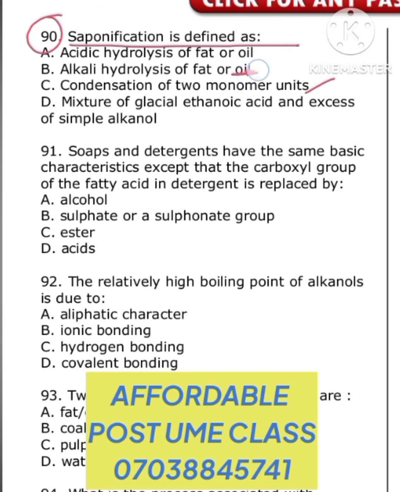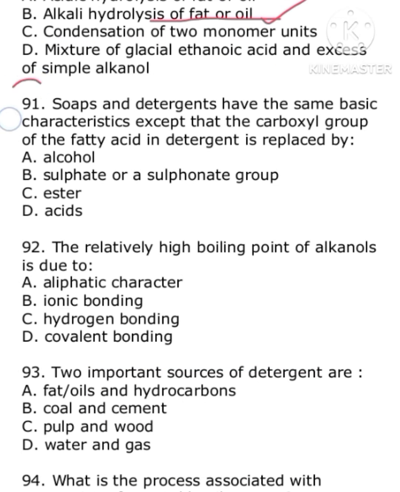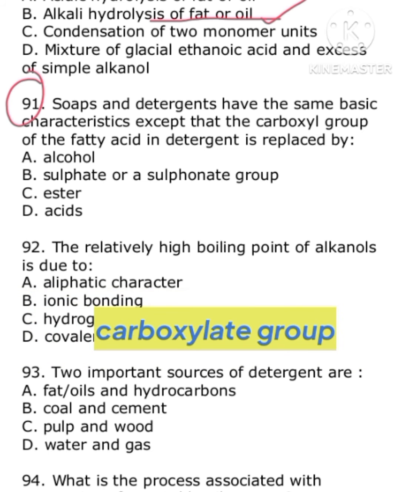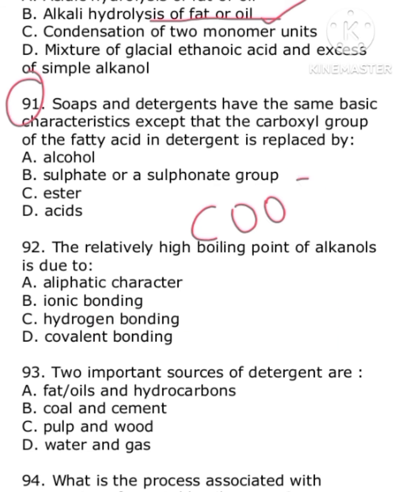The next one, 91. Soaps and detergents have the same basic characteristics, except that the carboxyl group of the fatty acid in detergent is replaced by, in soaps, the functional group in soap is the carboxylate group, which is COO-. Okay, this COO- is called the carboxylate group. So this one will now bind to maybe sodium or potassium to form the actual soap.